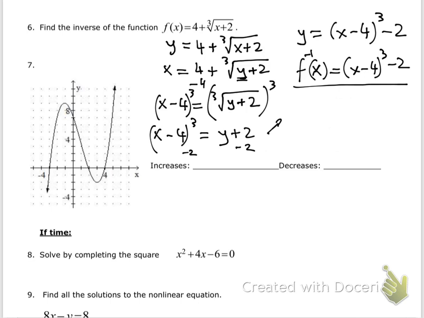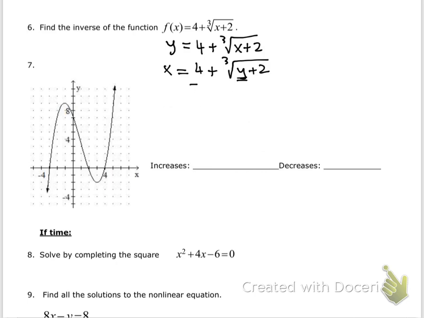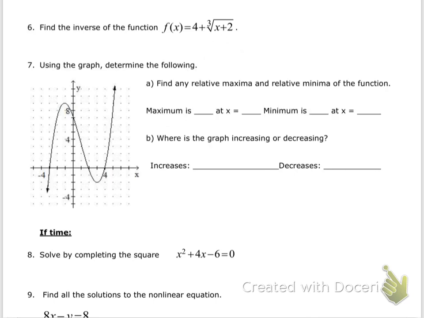Okay? Right, I'm going to have to get rid of all this and just go back to bring the original question up in question 7. So what this is finding is maximums and minimums and also where the function is increasing and decreasing. So let's just get back here. There we go. Okay, so find any relative maxima and relative minima of the function.